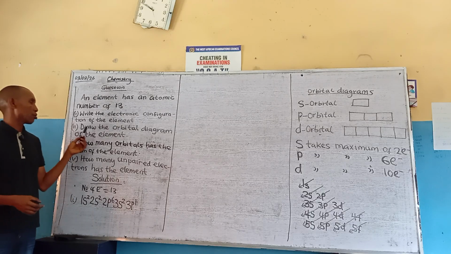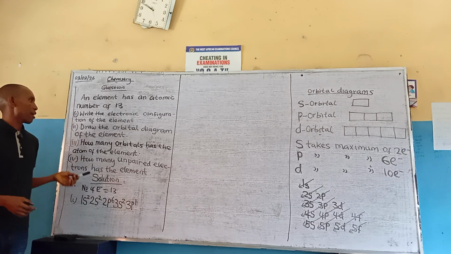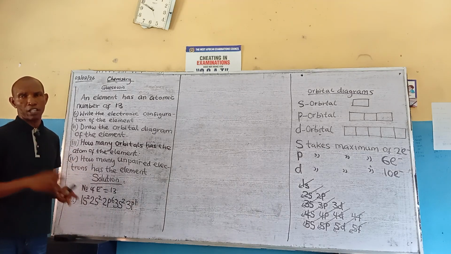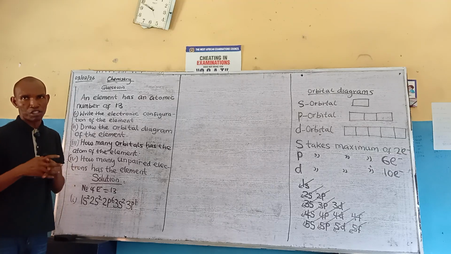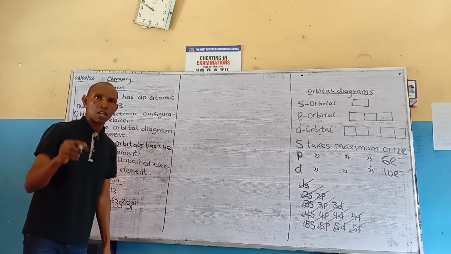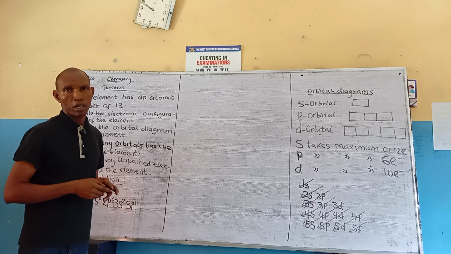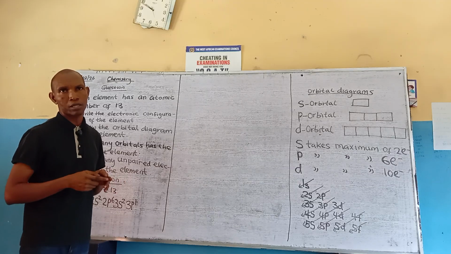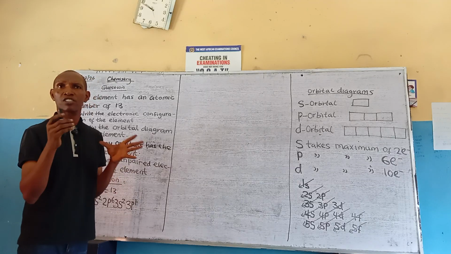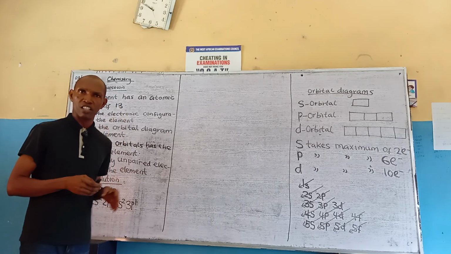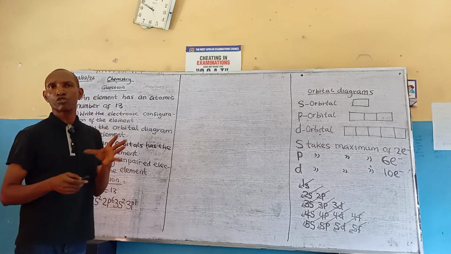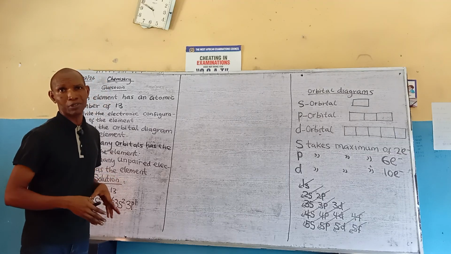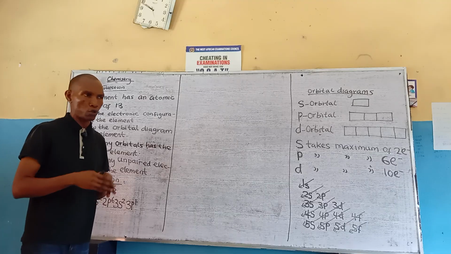Now the second question, we have to write the orbital diagram of the element. Don't forget, in writing the orbital diagram of an element, you have to obey 3 rules that govern electron filling into orbitals. 1, Pauli's exclusion principle. It states that 2 electrons in the same orbital cannot have the same values of the 4 quantum numbers. Then Hund's principle (Aufbau) states that electrons enter into orbitals in order of increasing energy. Then Hund's rule states that in filling of an orbital, electrons enter into degenerate orbitals singly before pairing. These 3 rules have to be obeyed.